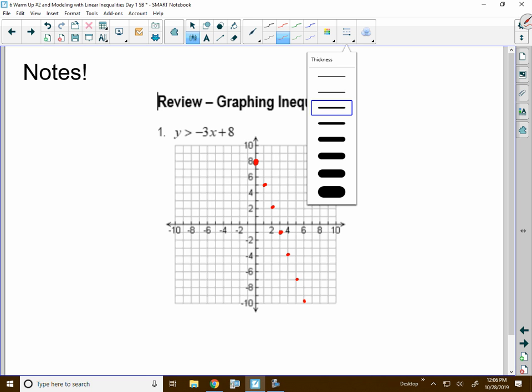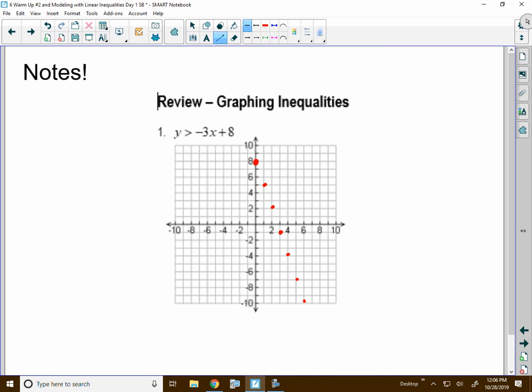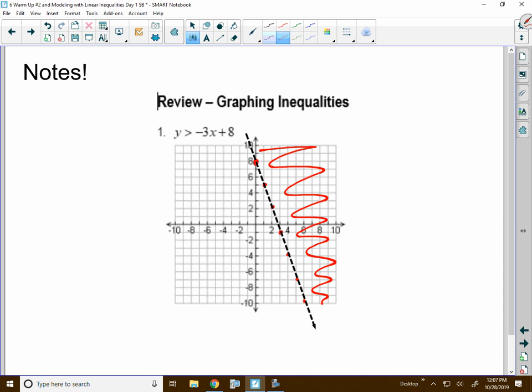Okay, am I going to have a solid line or a dotted line? Dotted. How do I know that it's dotted? Yep, there's no equal to under there. Very good. Okay, dotted line. We're going to shade. Y is greater than. Above. So if I put my hand on the line and I push up, that's where above is located. So over here would be above.